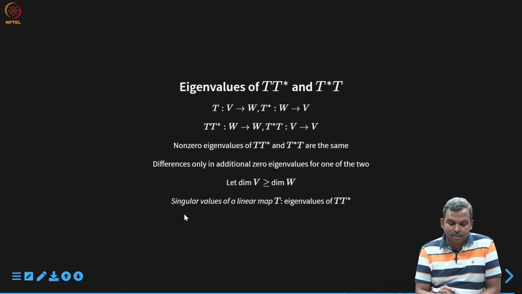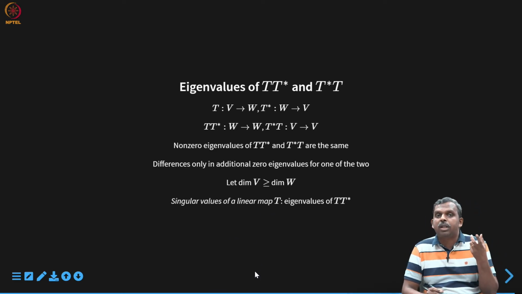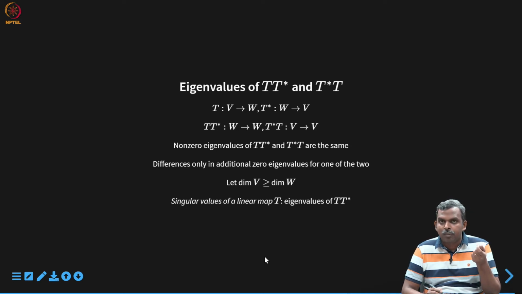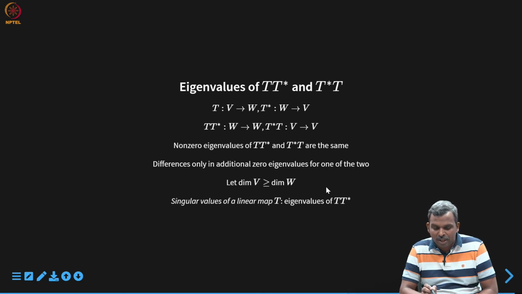one defines something called singular values of a linear map T. So far we could not associate eigenvalues with a general linear map T. If you had a map from V to W and V and W were not the same, we do not have eigenvalues to assign. So, in lieu of that, people usually talk about what are called singular values of a linear map. What are singular values of a linear map T? These are the eigenvalues of T T star. I have just taken the dimension of V to be greater than or equal to the dimension of W. That is just to define this in terms of the smaller one.